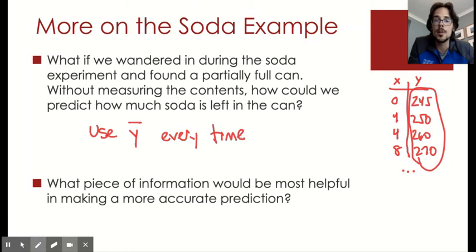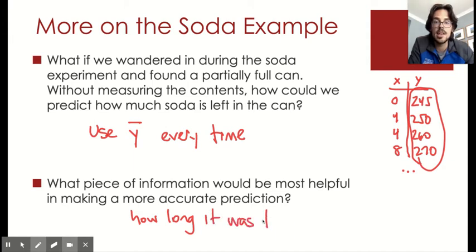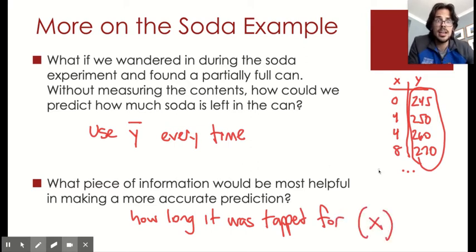What piece of information would be most helpful in making a more accurate prediction for how much soda is in the can? Well, how long it was tapped for. So how long it was tapped for, which is X. If I don't know X, all I can do is average these numbers and just guess that. If I know the X, that's really helpful.